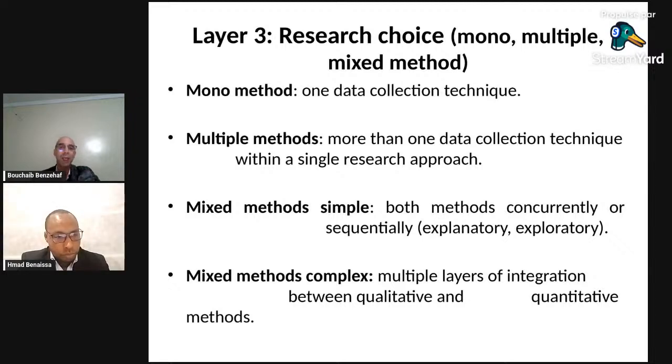Now, mixed methods complex. Here there are multiple layers of integration between qualitative and quantitative methods. Here, we speak about embedded designs. In an embedded design, one method is embedded within the other. Example, collecting qualitative data within a primarily quantitative study. And we have iterative or multi-phase design, with multiple phases of research, where each phase informs the next, often combining both methods throughout.